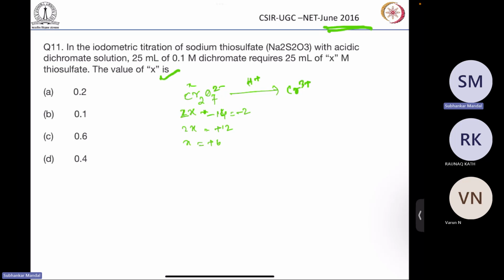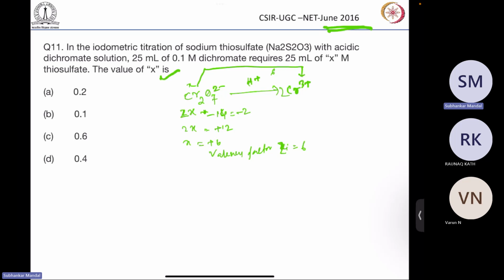Yeah, I think Varun also wrote this. Yes, +6 oxidation state. So +6 is going to +3, so the valency is 3. For two chromium atoms, +6 going to +3 means the valency factor Z is equal to 6.